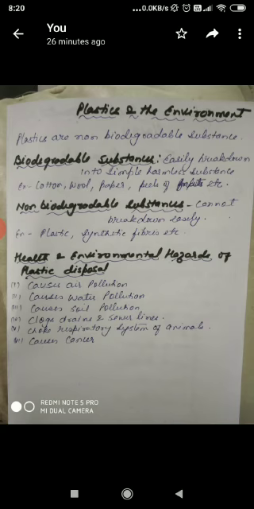Second, plastic causes water pollution. When plastic waste is dumped in water, it causes water pollution. Third, plastic causes soil pollution. How does it cause soil pollution? Most of the plastic waste is dumped in landfills, which causes soil pollution.